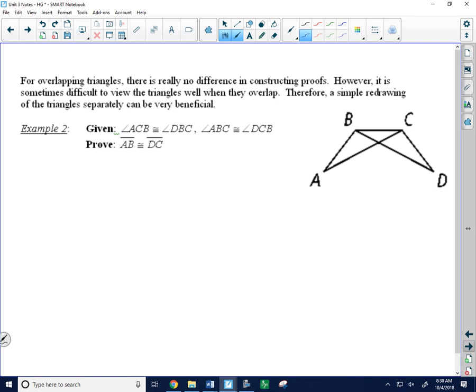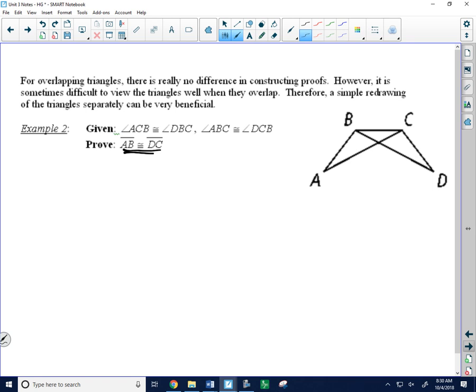So now let's do one at the bottom. This is an overlapping triangle. Basically, there is absolutely nothing new. You're just going to show that the triangles are congruent, and then we're going to say CPCTC that these segments are congruent. There's really no difference. However, it's sometimes difficult to view the triangles. So a simple redrawing of the triangles can be helpful.